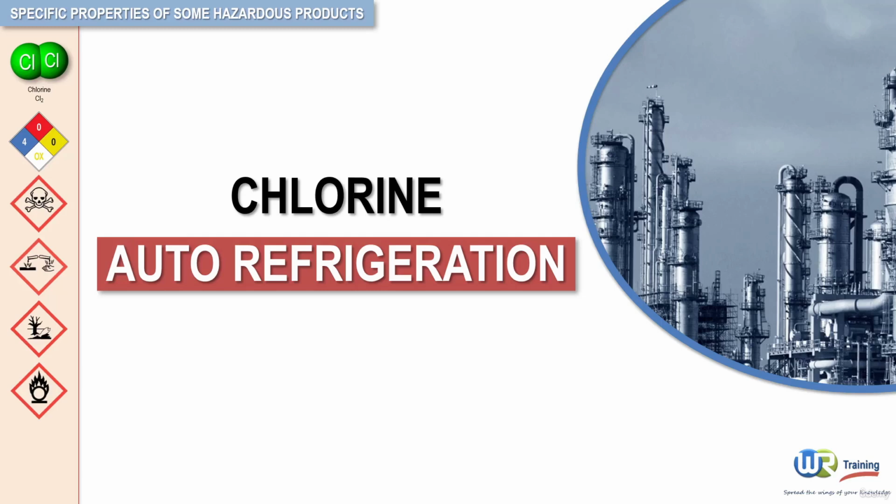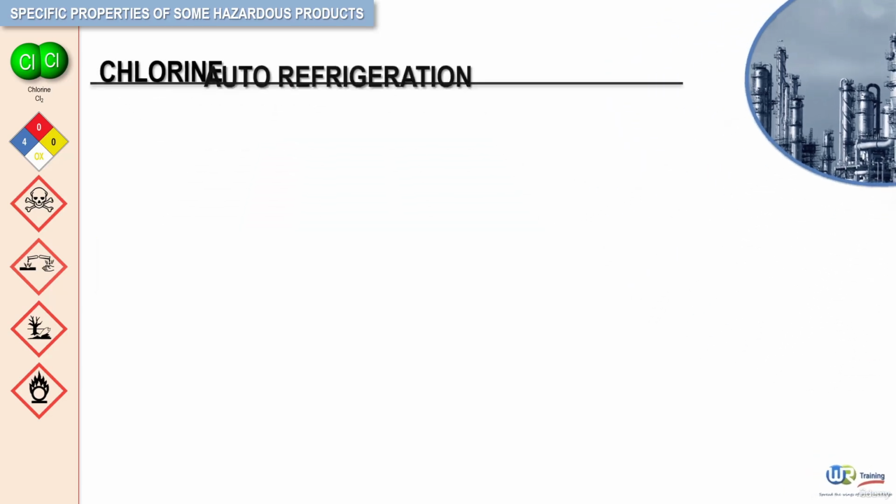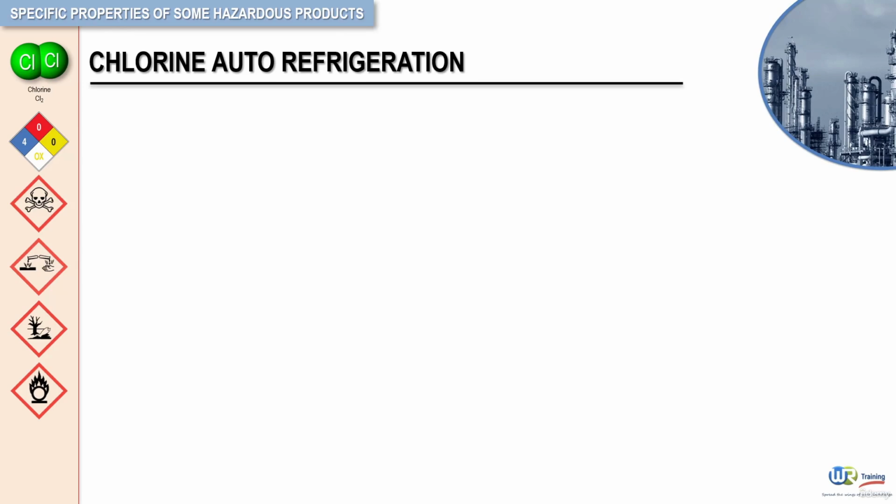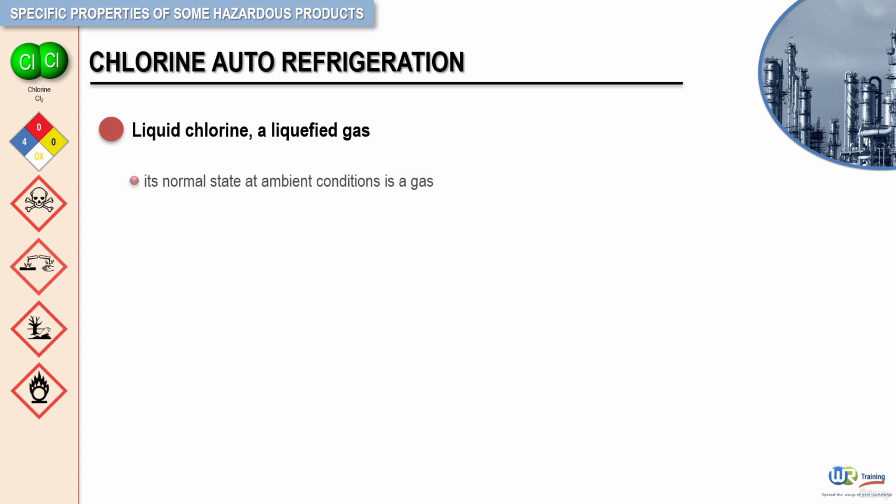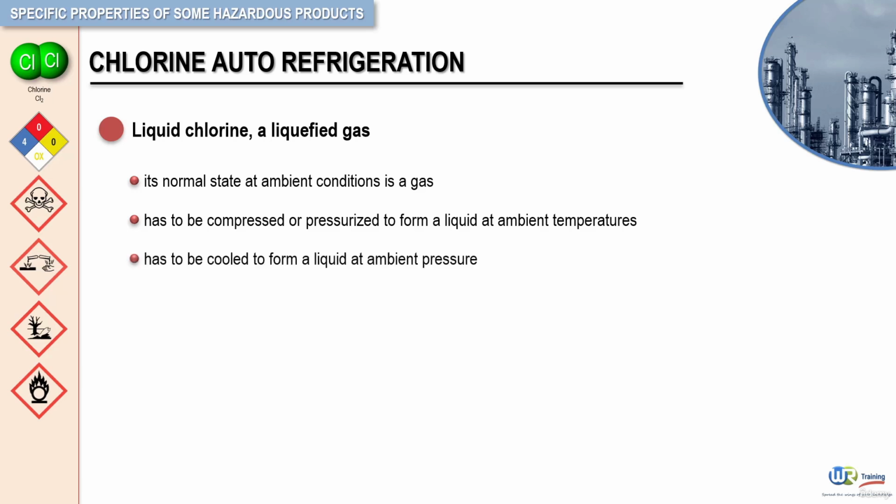This video describes what happens to liquid chlorine in a container when the pressure and temperature change. Specifically, the effect known as auto-refrigeration is discussed. Let's take a closer look. Liquid chlorine is considered a liquefied gas, meaning its normal state at ambient condition is a gas, and therefore has to be compressed or pressurized to form a liquid at ambient temperatures, or it has to be cooled to form a liquid at ambient pressure.